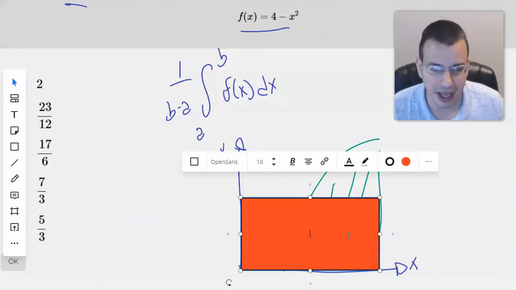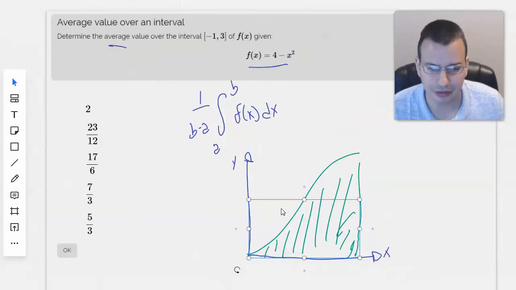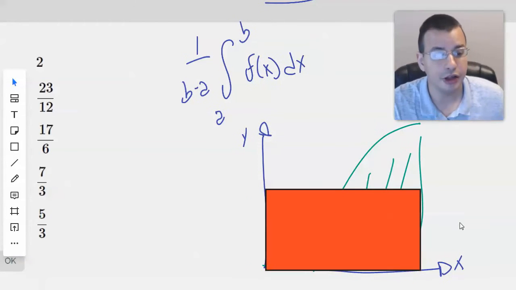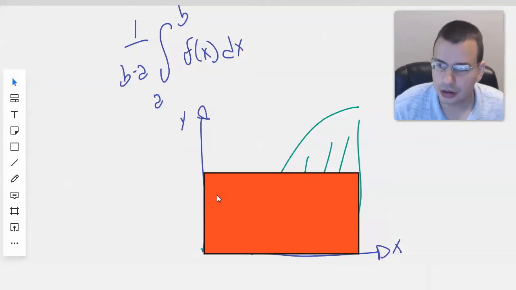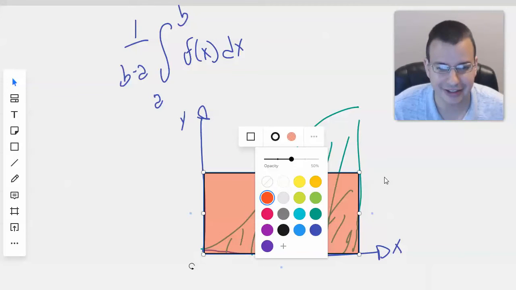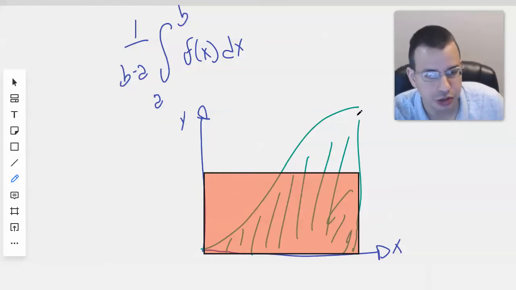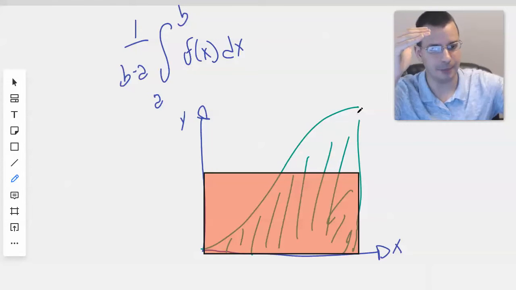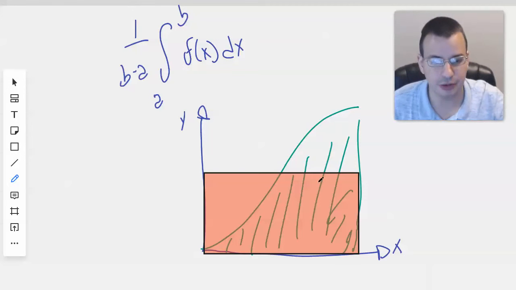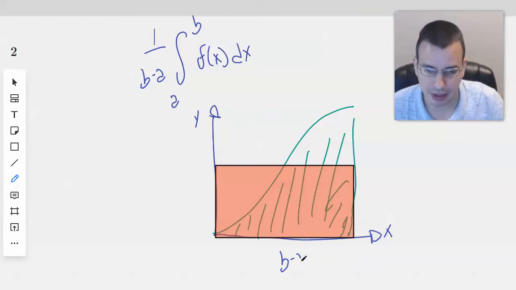Let me move this to the back. Send backward. That didn't work out very well at all. So the idea here is you take your, wait, I get to make it hollow or raise the opacity. Yes, opacity. So the idea here is you take some of the area of the curve that's above your box, squish it down, and so on the average, it forms this box, where this box has a width of b minus a.